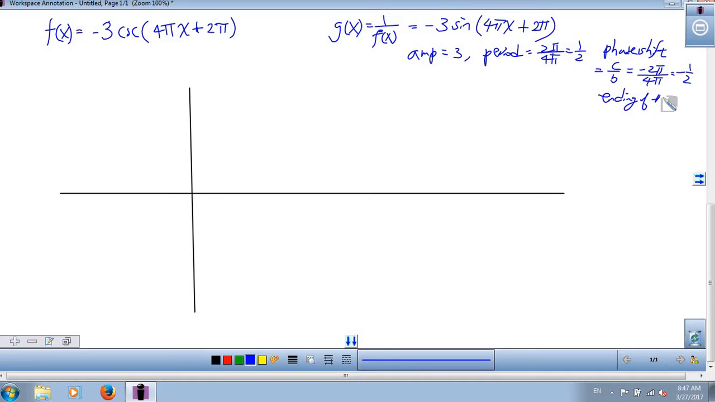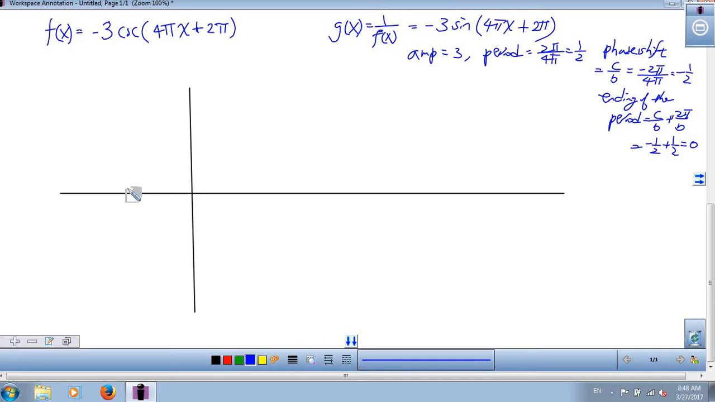Ending of the period here. When we do the ending of the period, it's going to be c over b plus 2 pi over b. Basically it's the phase shift plus the period. So it will be 0, because we start with negative 1/2 and add 1/2, so it's equal to 0.